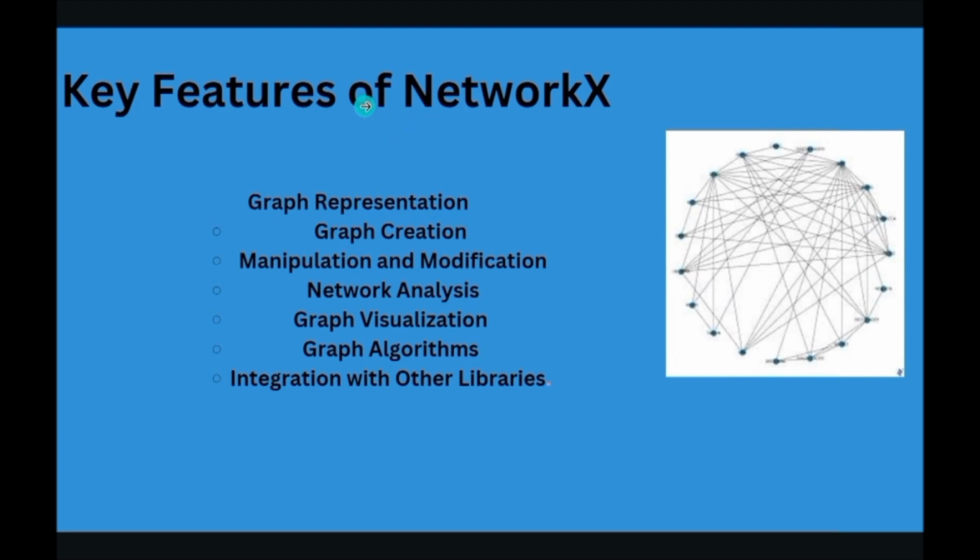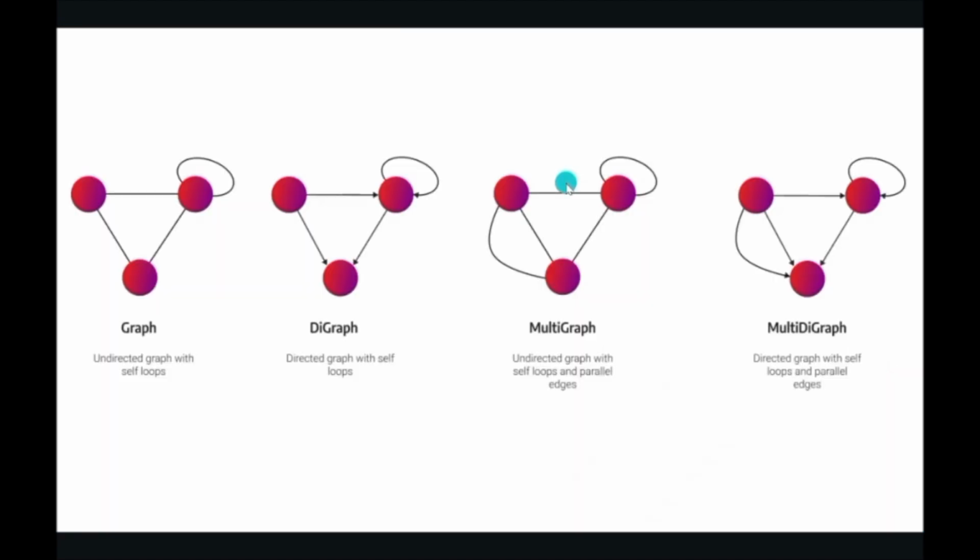Key features of NetworkX. First of all, in graph representation, there are four types: graph, digraph, multigraph, and multi-digraph. In graph, we have undirected graphs with self loops. If we connect a node with itself, that is called a self loop. And undirected graphs means there are no directed edges.